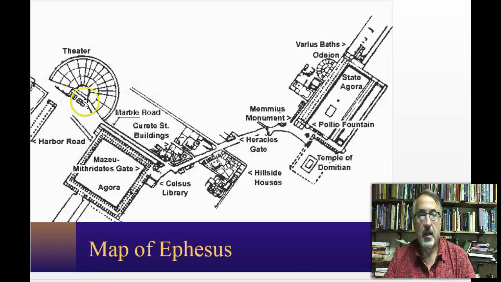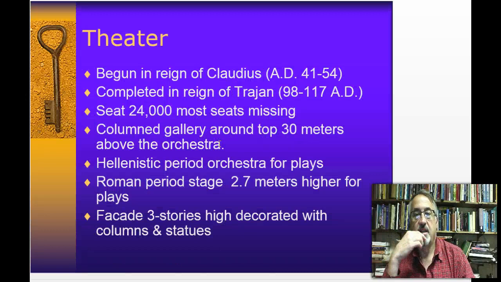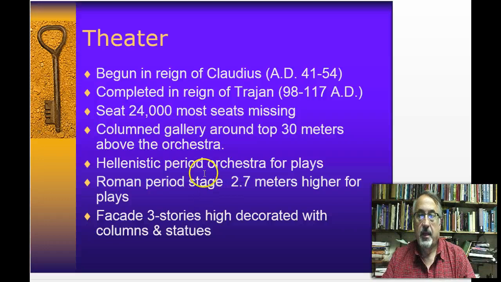As you head on down, you go by the Agora. The Library of Celsus is one of the main features. This is the Marble Road, and then you would turn and go upslope this way to the Odeon. So let's take a look. The theater itself, I'll let you read the details here, would seat probably about 24,000. It's begun in the 1st century, completed in the 2nd century.